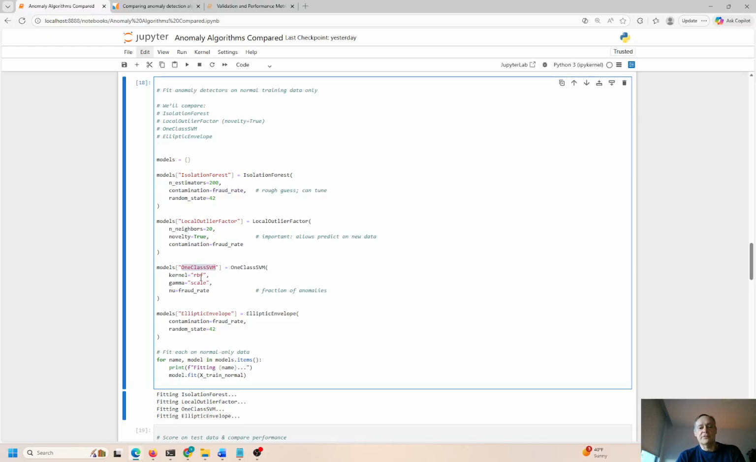So we have OneClassSVM. Again, we're going to scale all the data, and these are called hyperparameters. By the way, anything within the model parameters here are hyperparameters. These are all hyperparameters, right? So you can set that and train the model on that. These are optional. You don't have to set these. If you want to, great. If you don't want to, that's great too.